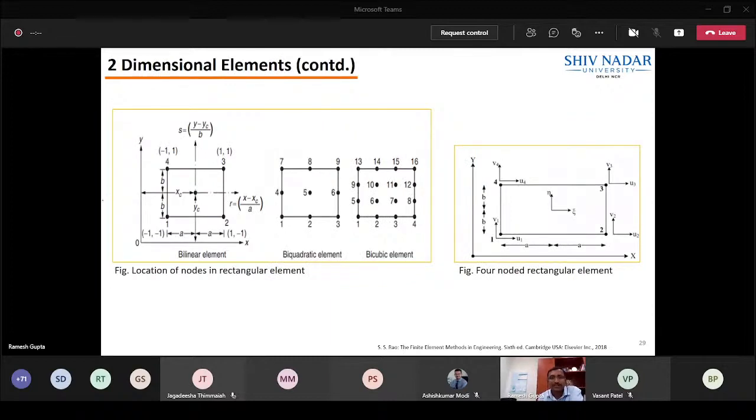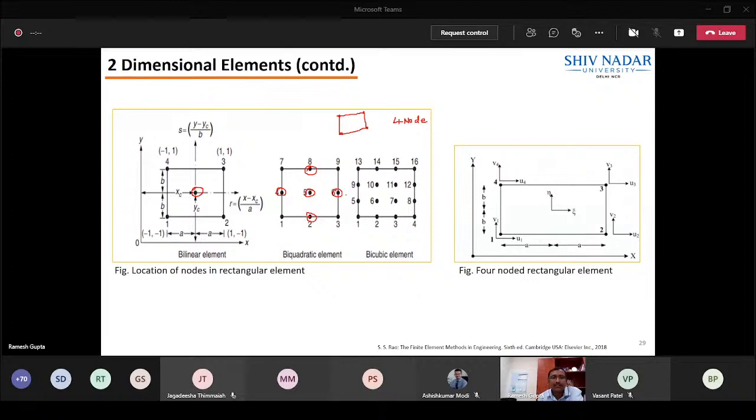For example, as I mentioned earlier, we looked only at the corners. This is a basic element. Sorry, I'm unable to draw very straight edges. We have the 2D element, which has 4 nodes at the corner, right? But there is also a mid-side node in this case. Here also you have mid-side nodes.